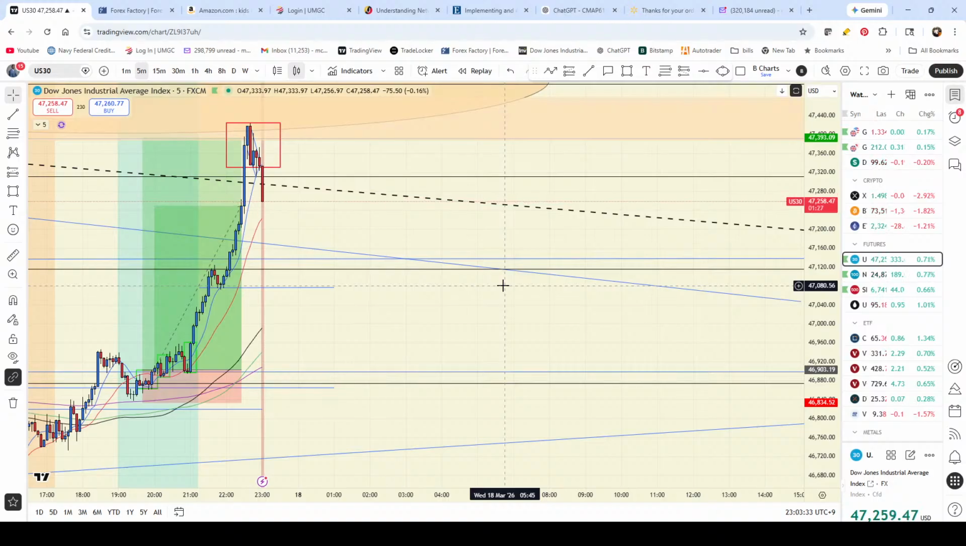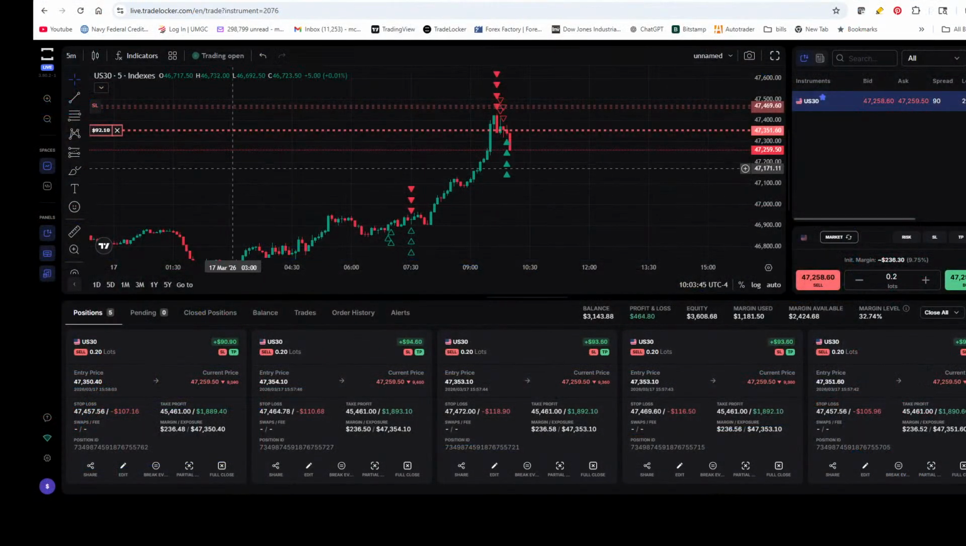Oh yeah. Look at that melt. Look at it melt. Up 400, y'all. Look at it melt. What?